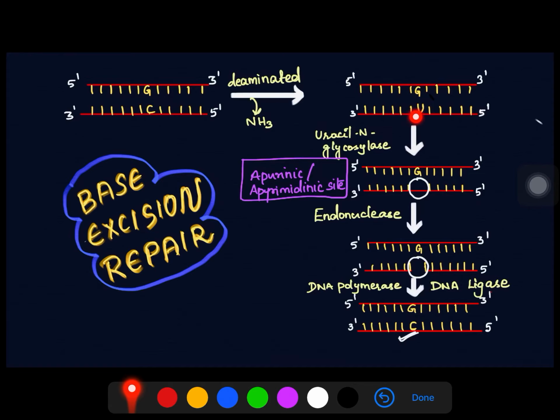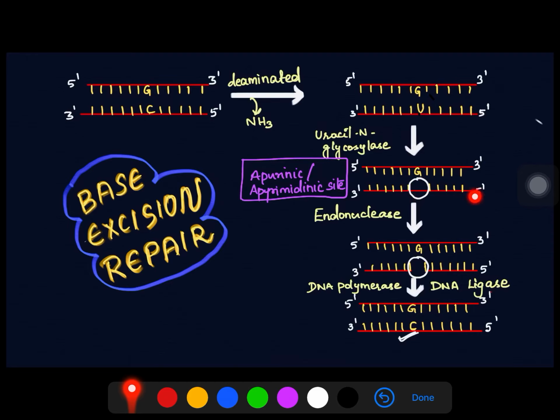So now our uracil N glycosylase enzyme will come into action. The use of uracil N glycosylase enzyme is that it recognizes the uracil at the template. Once it has been recognized, this enzyme will remove the base from the strand, but the strand will be intact, with no base present at that site. So now this has to be corrected, or repaired.